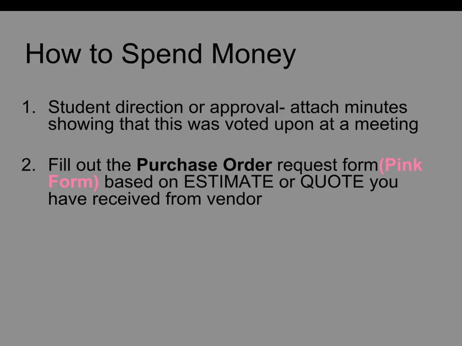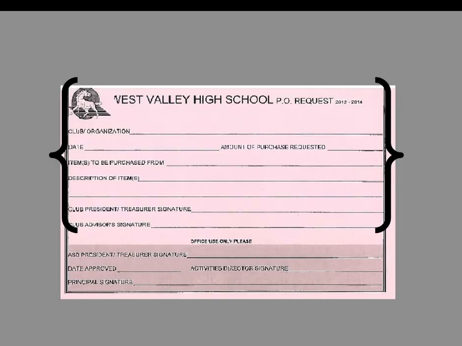Now, those purchase order request forms are pink, and we have hundreds and hundreds of them here in ASB. You're going to see a copy of that purchase order form in your document package as well. The purchase order form request you make is based on an estimate or quote you received from a vendor for your purchase. It's important you understand that those estimates or quotes come before you make any purchase. So please don't buy anything until you have an estimate or quote. You fill out that purchase order request form. Here's what that looks like.